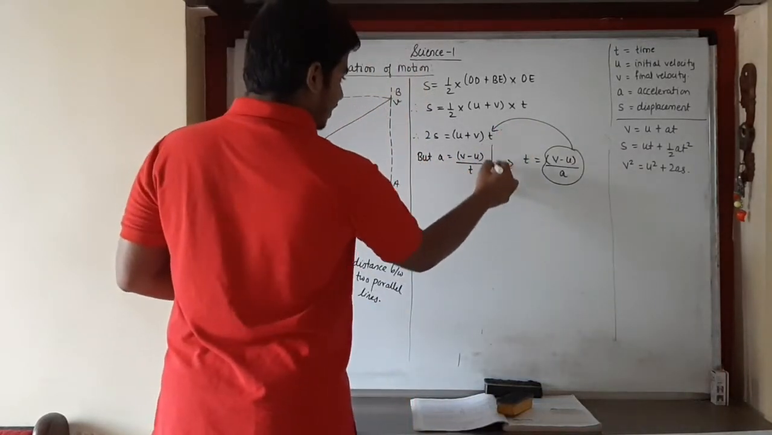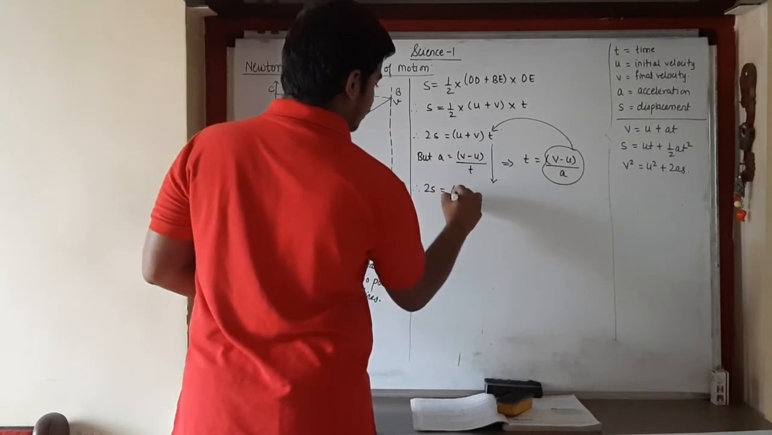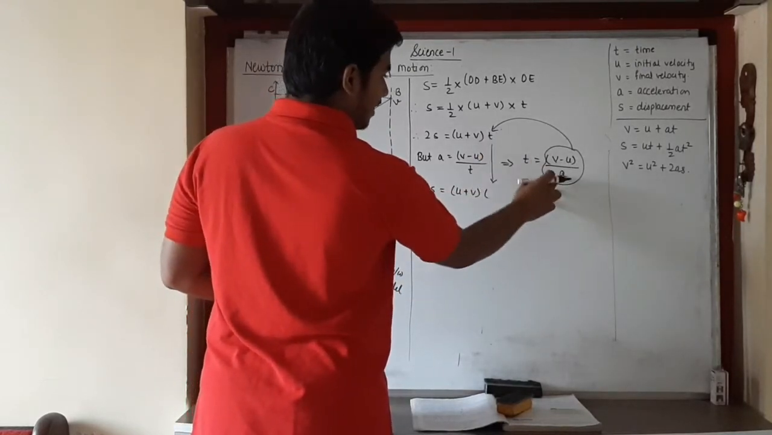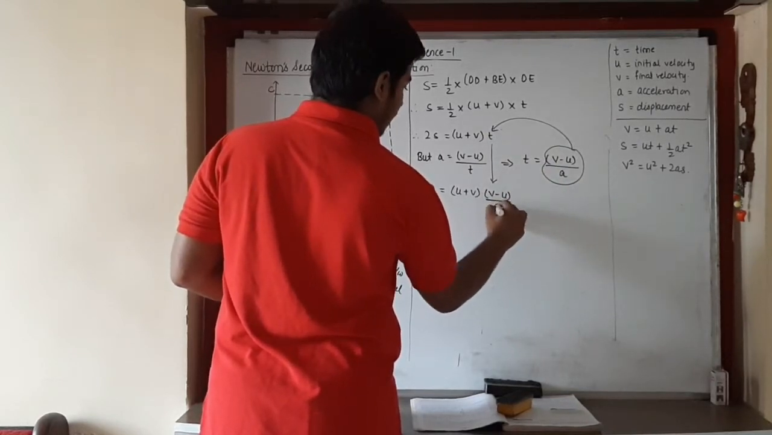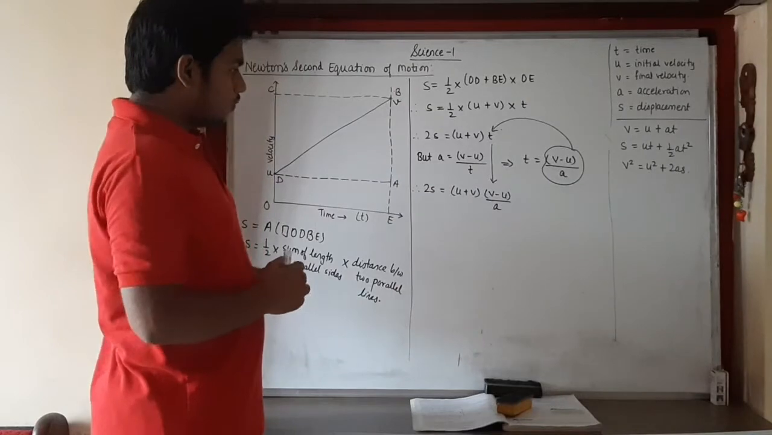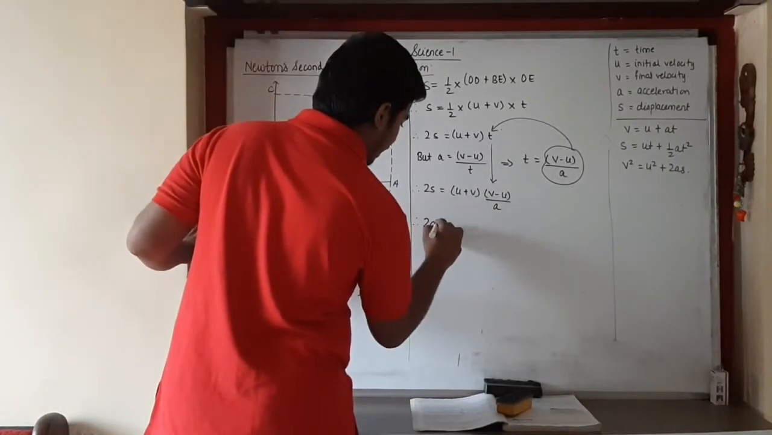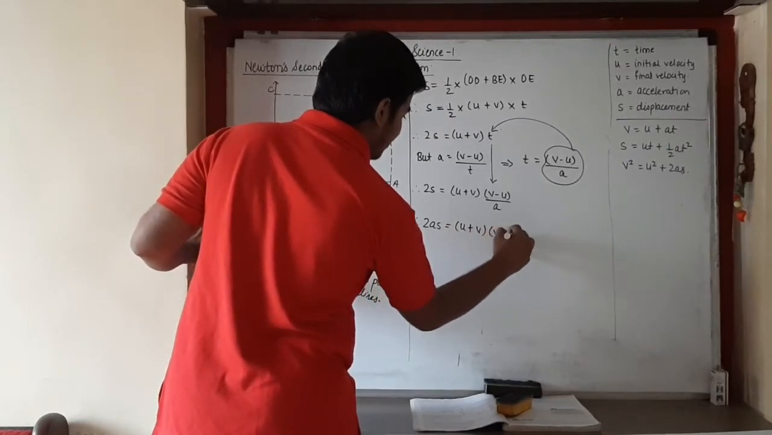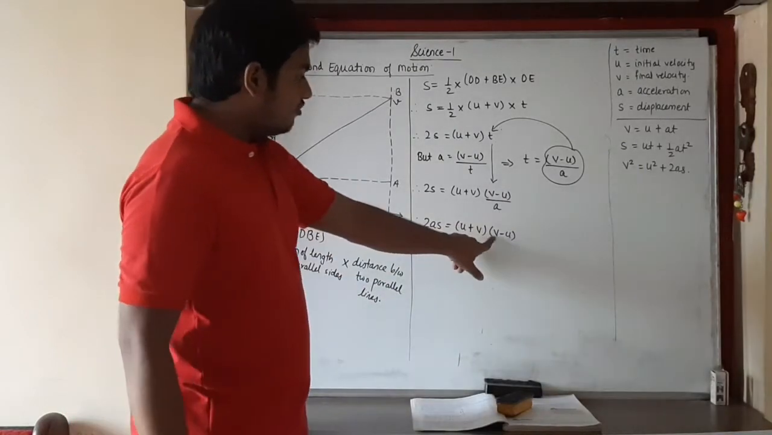So what do we get as our equation? We get 2s equals u plus v multiplied by time. Time is denoted here by v minus u divided by a. Yes or no? So let us bring a to this side. So what will this become? This will become 2as, which equals (u plus v)(v minus u). Now remember, students, v minus u.